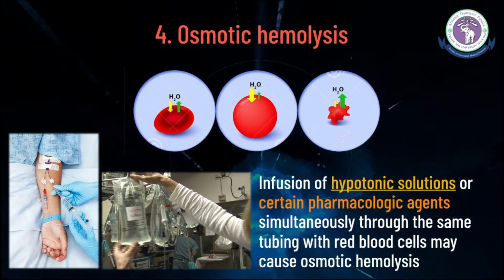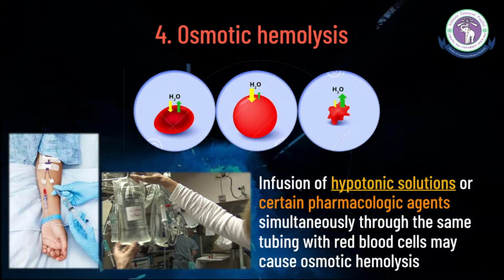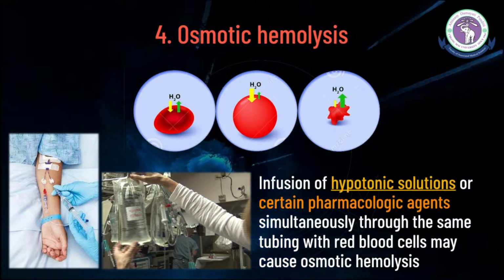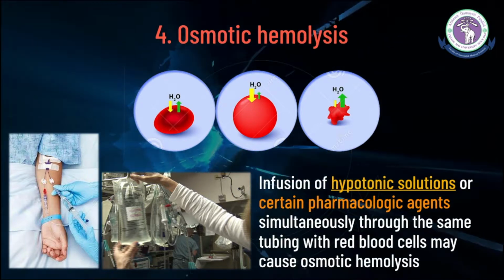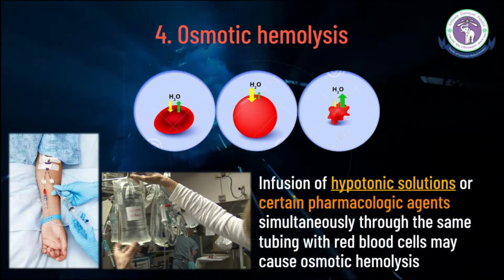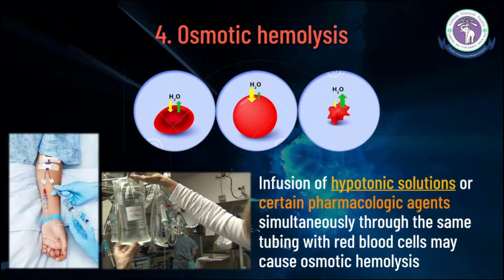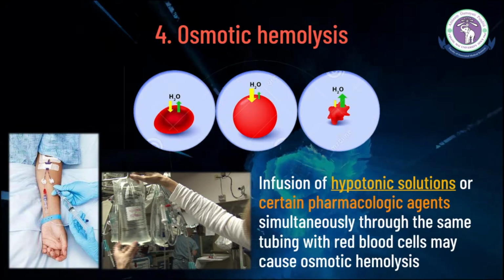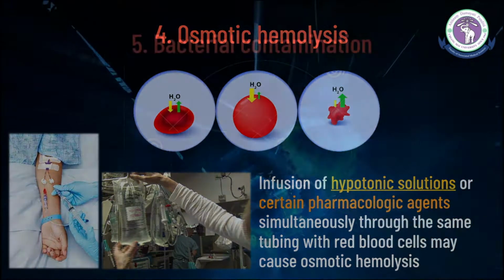AABB standards allow 0.9% sodium chloride to be added to blood during infusion. Other fluids need FDA approval for transfusion with red blood cells. For safe administration, red blood cells and other agents should be given via alternate venous access locations.